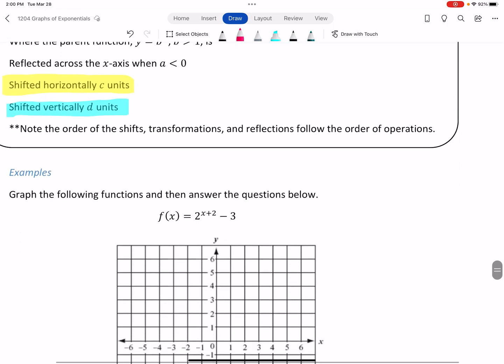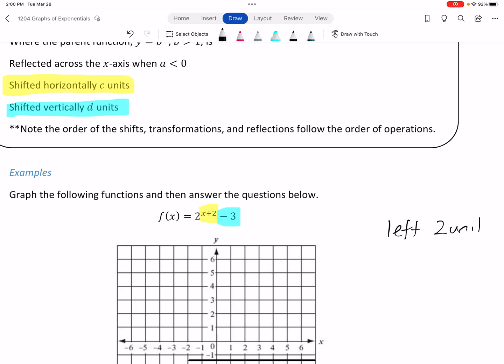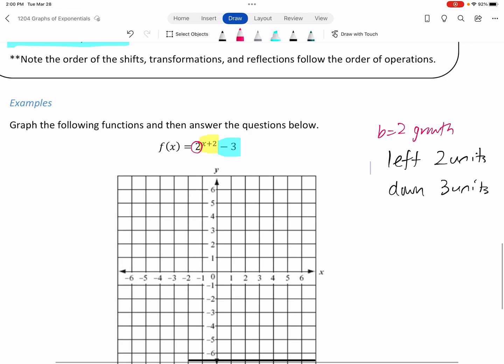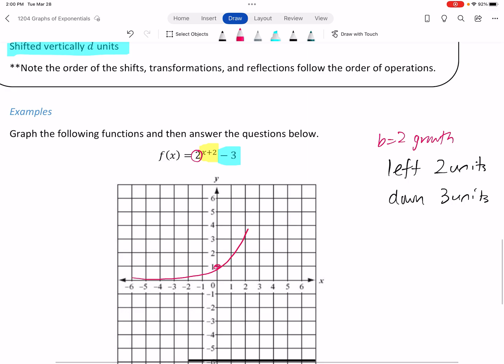So what we want to think about is, what does this plus 2 do, and what does that minus 3 do? Well, the plus 2 shifts to the left 2 units, and the minus 3 shifts down 3 units. So if you think about the regular graph, remember this is a b of 2, so it's a growth. Normally it would start here at 1 and look like that, okay? But I'm going to shift this guy around. I'm going to shift him left 2 and down 3. So everything shifts. This horizontal asymptote that was at y equals 0 is now going to be down here at y equals negative 3. It's still going to go up. It's still going to have the same shape, but I'm going to have a graph that looks like that now, okay?